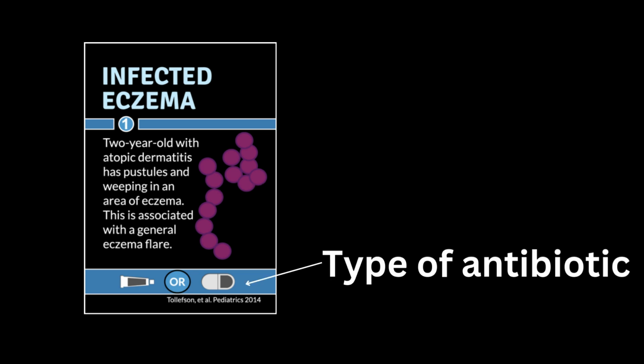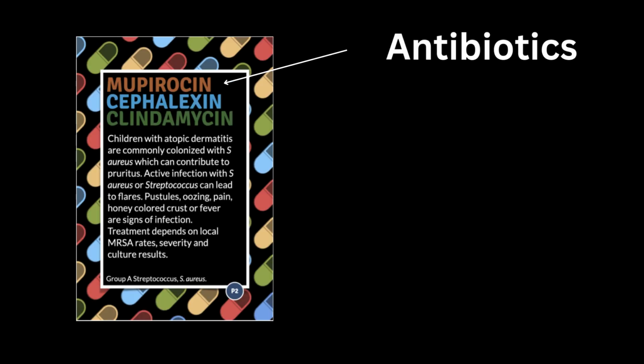And at the bottom, there's a hint about the type of antibiotics we're choosing here. So for infected eczema, depending on severity, you might be using a topical or an oral antibiotic to treat it. On the back of the card are the antibiotics that the game counts as correct. And these are typically derived from AAP guidelines, whether it's in pediatrics or the Red Book or IDSA guidelines. In this case, mupirocin, cephalexin, and clindamycin are the 3 antibiotic choices that would count as correct.